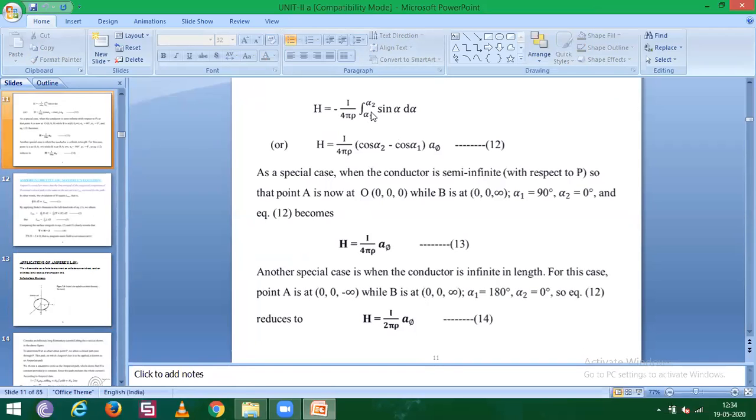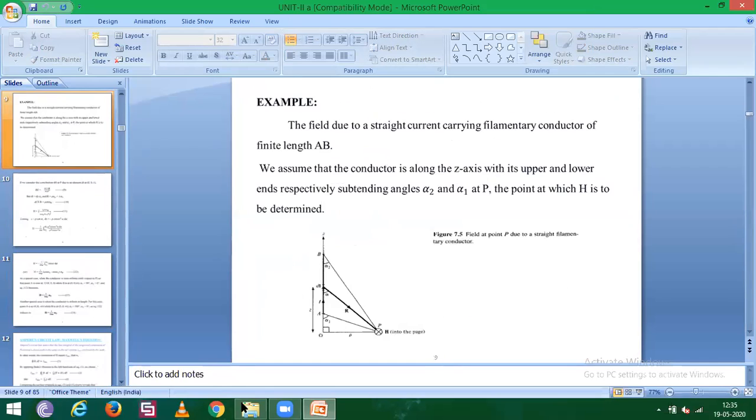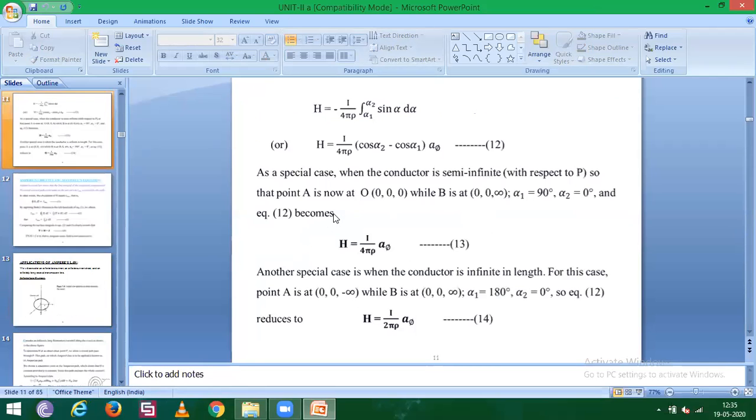Now, when you extend this length of the conductor, so when you make it infinite above and below, that is both the ends at infinite points, then the angles will come down to 90 degrees and alpha 2 is equal to 0, right? One is 90 and one is 0. So when we substitute this in this expression, for infinite length we have 1 by 4 pi rho a phi, right?